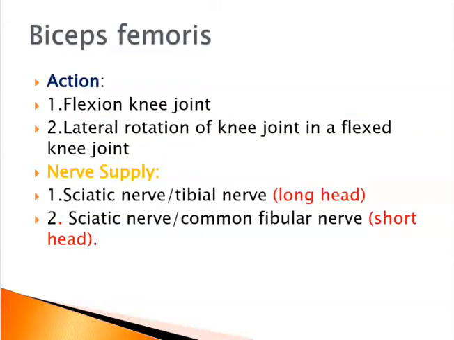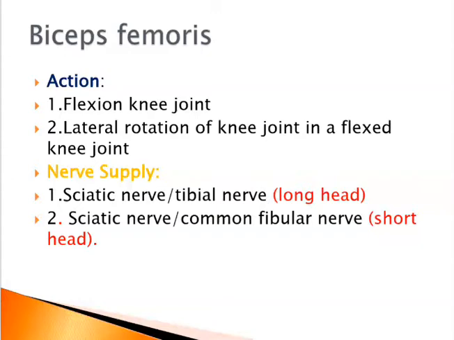Then coming to action and nerve supply. Action is flexion of knee joint and lateral rotation of knee joint in flexed knee joint. Here the knee joint subtype is condylar joint. Condylar joint allows flexion and extension. Apart from that, they also allow in flexed position medial and lateral rotation.